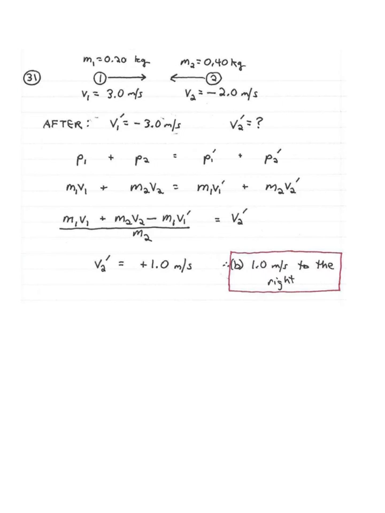Number 31, a 0.2 kilogram ball and a 0.4 kilogram ball approach from opposite directions. Initially, the 0.2 kilogram is moving at 3 meters per second to the right, and the 0.4 kilogram is moving 2 meters per second to the left. After a collision, the 0.2 kilogram ball is moving 3 meters per second to the left, and the 0.4 kilogram ball is doing what? And in the book, it's multiple choice.